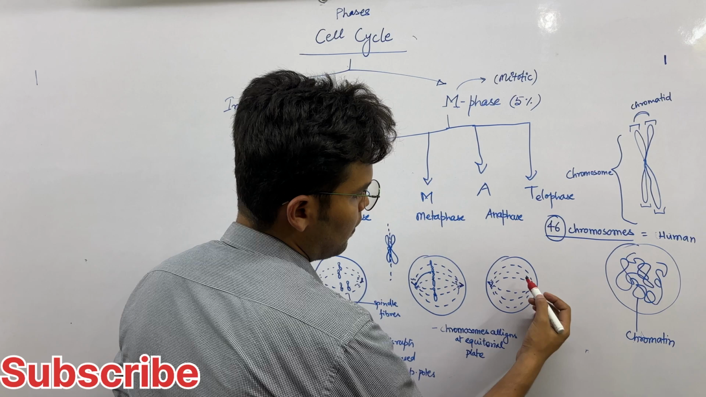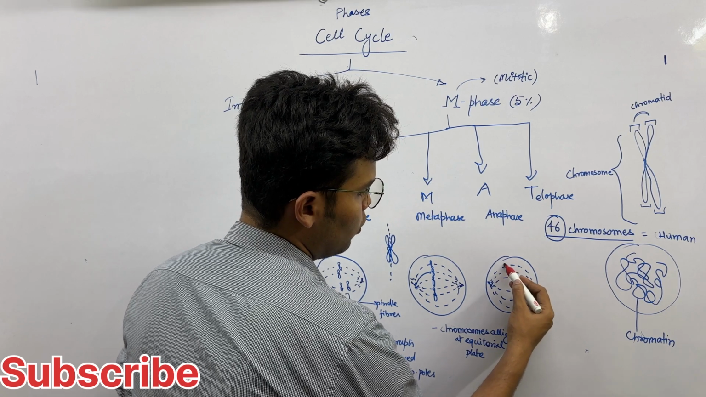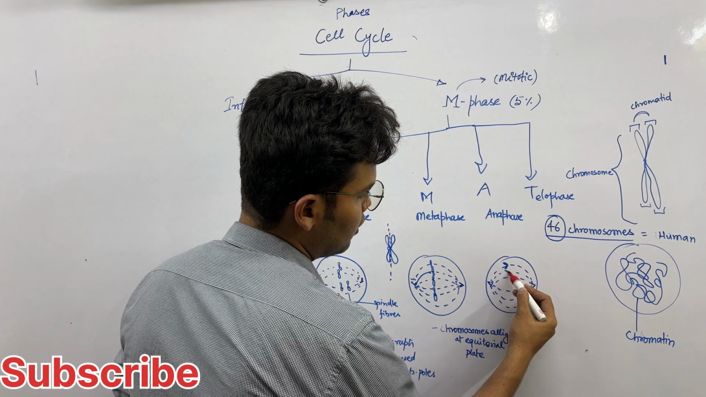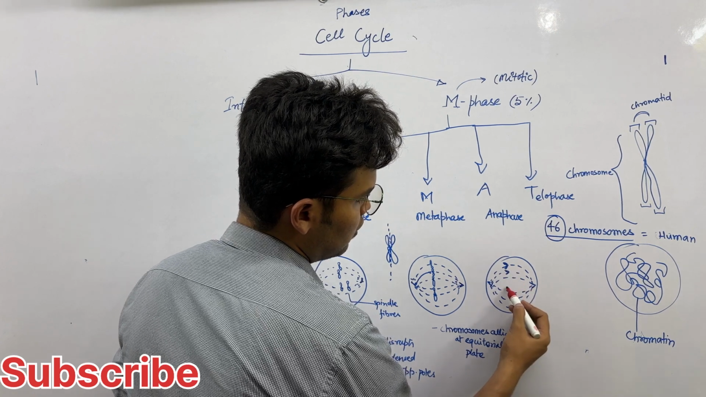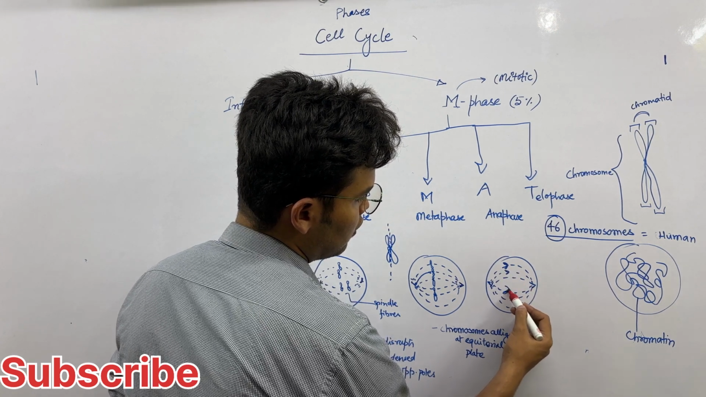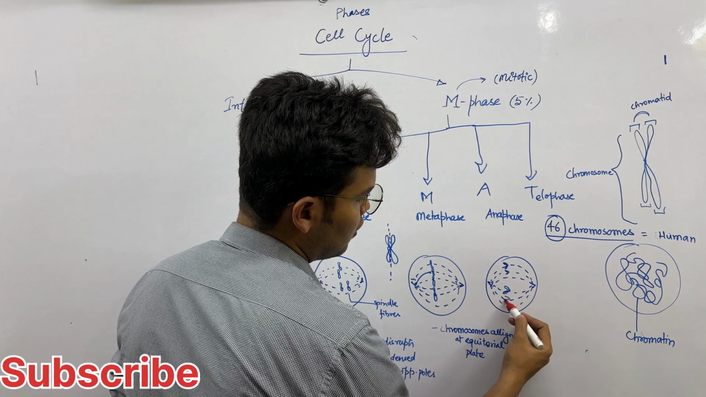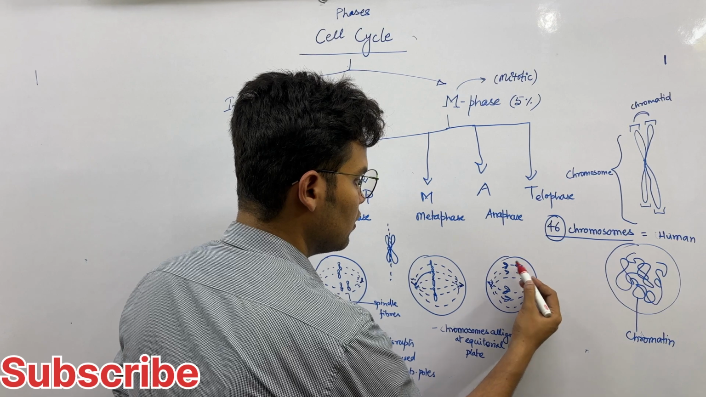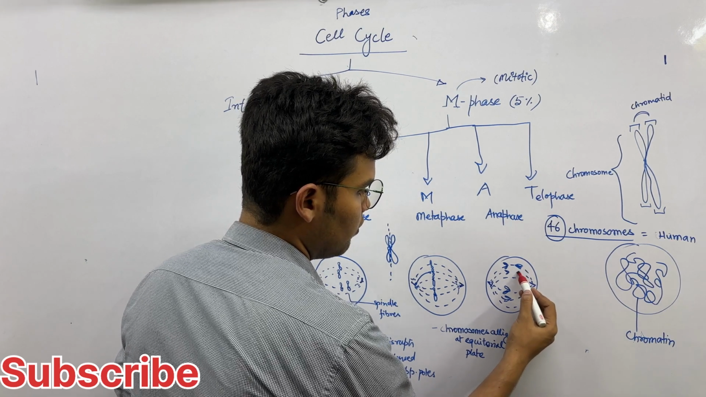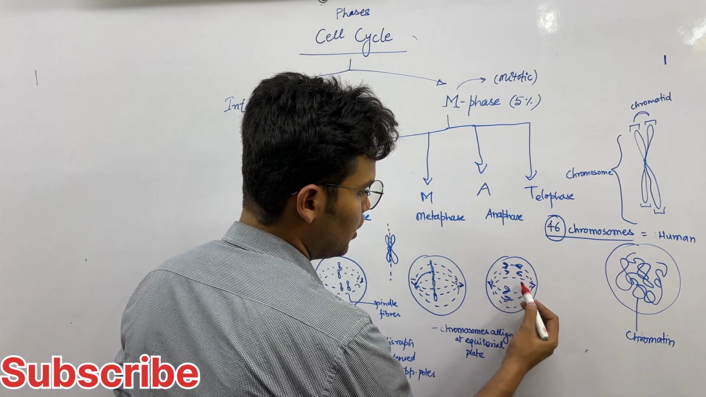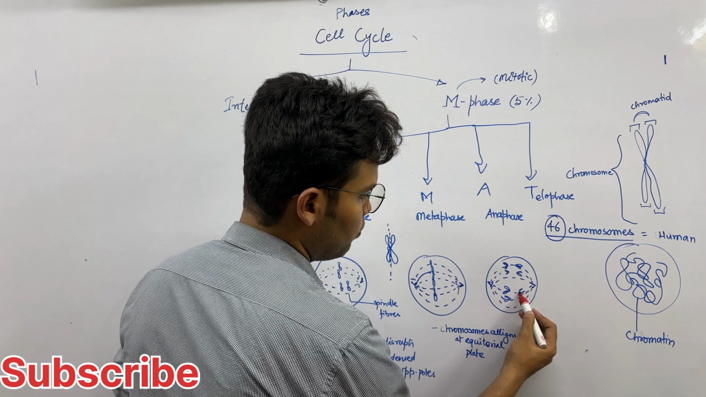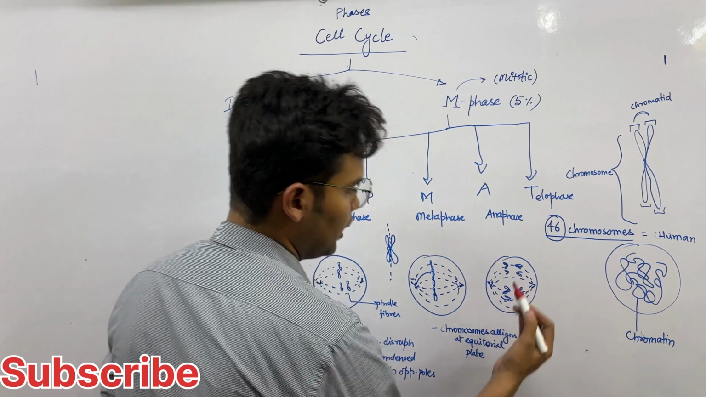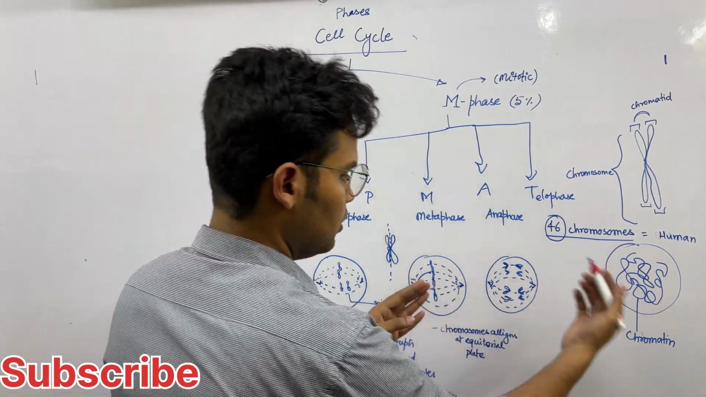And in this case, the chromosomes are going to split like this, and this, and they will go to each and every pole, opposite to one another like this. They will move towards each and every pole.